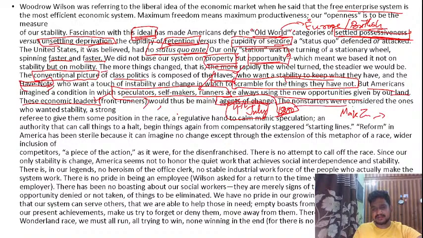In the US, the non-starters were considered the ones who wanted stability, a strong referee to give them some position in the race. A strong referee means someone who will help you get a job. Okay, position in the race. Regulative hands to calm manic speculation. Regulative hands means basically a kind of socialism where government will interfere in business. Government will help calm. Government will control excessive profits of businesses. An authority that can call things to a halt, begin things again to compensatory stages, starting lines.